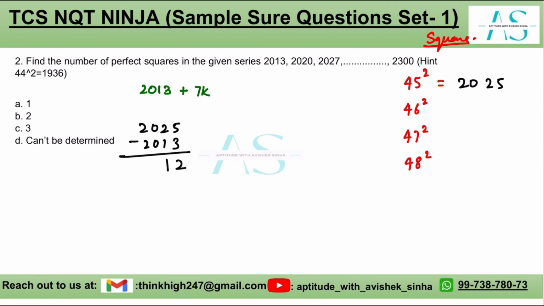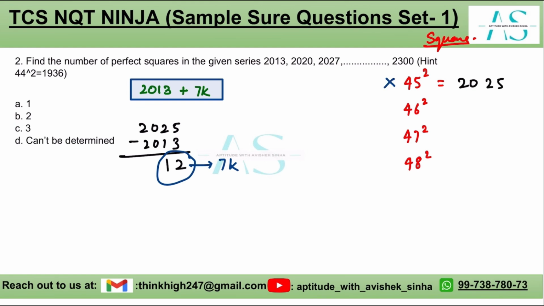We get this as 12. This value must be in the form of 7k. If it is not, then 2025 is not a part of the series. Simple. Since it is not in the form of 12, it is not in the form of 7k, so we can say 45 will not be part of this series.